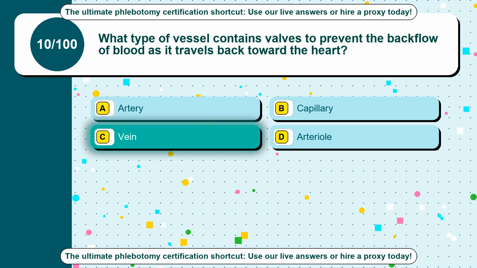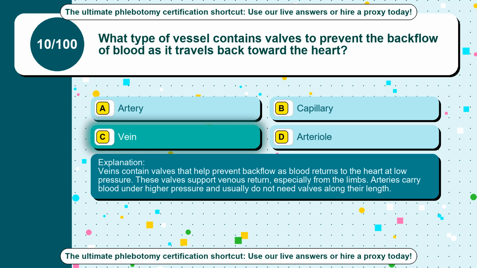Vein. Veins contain valves that help prevent backflow as blood returns to the heart at low pressure. These valves support venous return, especially from the limbs. Arteries carry blood under higher pressure and usually do not need valves along their length.